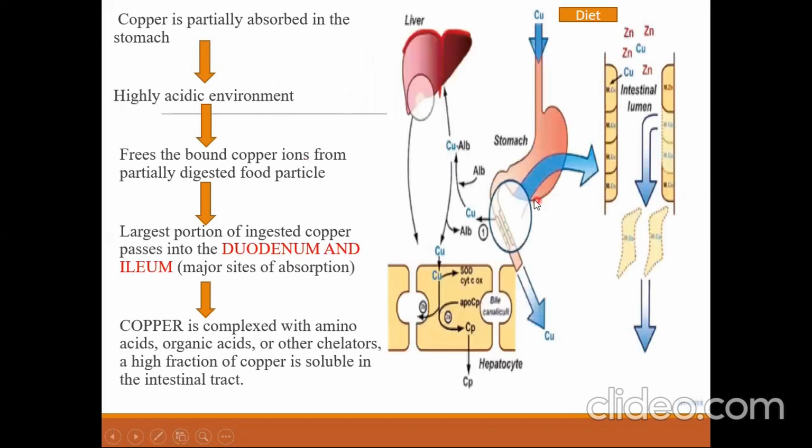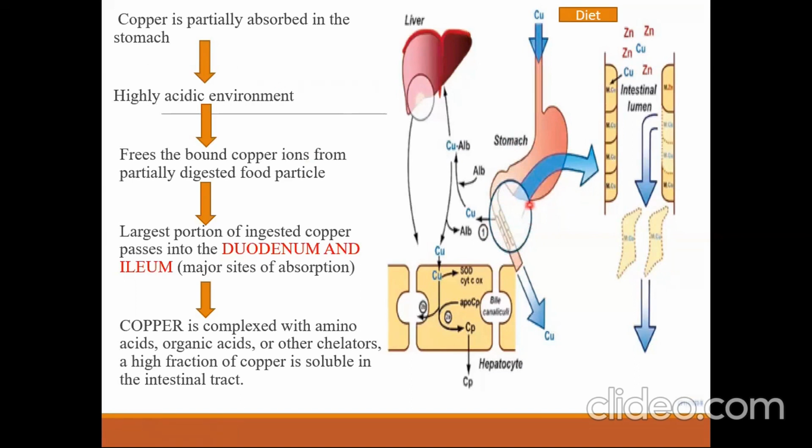From the food, copper is partially absorbed in the stomach. The stomach has a highly acidic environment, right? This acid environment releases the bound copper ions from the partially digested food particles. A larger portion of the ingested copper enters the duodenum and the ileum. The duodenum and the ileum are the major sites of copper absorption.